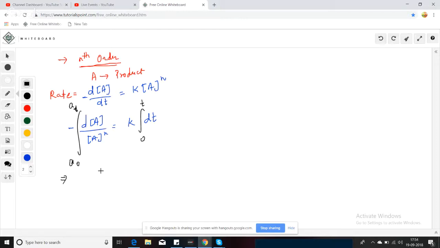Did you get this? Yeah. So concentration of, sorry, A to the power 1 minus n, right? Yeah, A to the power 1 minus n minus A naught to the power 1 minus n, divided by n minus 1, I'll write down n minus 1 here only, equals kt. This is the expression we have.